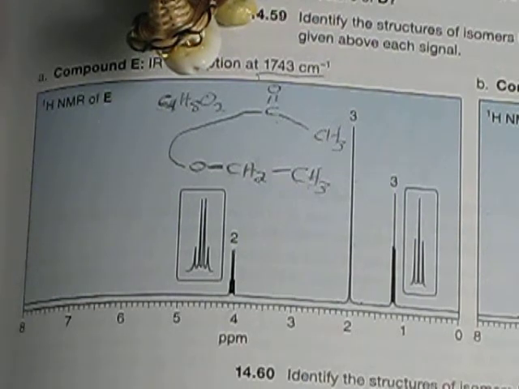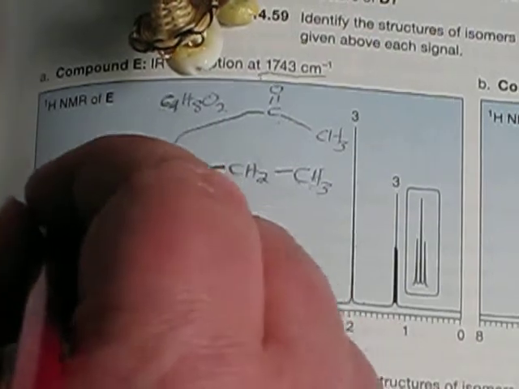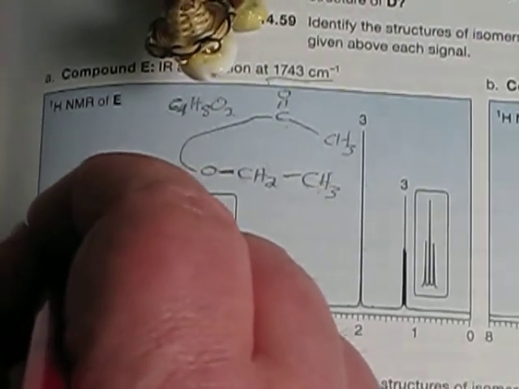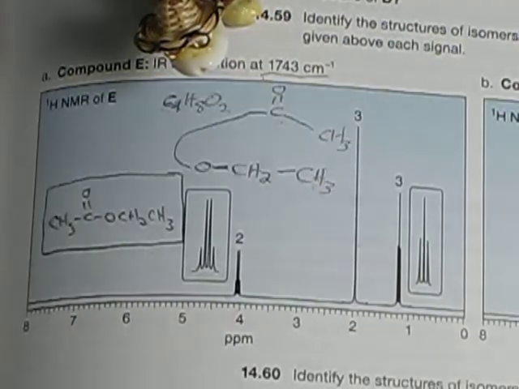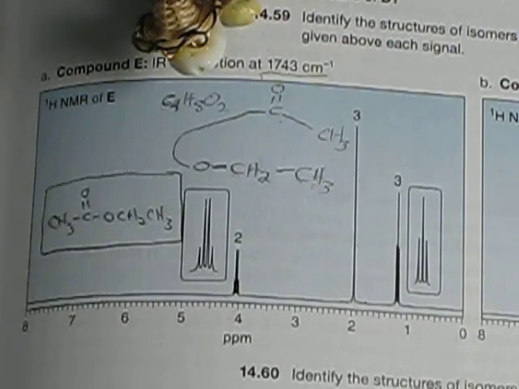Oh, that's not written very fun. What would be a better way to write this? Oh, how about this? CH3, C double bond O, OCH2, CH3. There it is.